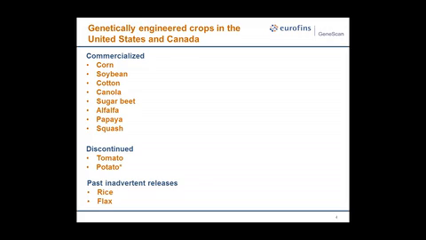Other crops that you may have heard about are rice and flax. These were inadvertent releases. So the trait developers were working on GM crops in these particular species, and for whatever reason, some of that seed got out into the supply chain unintentionally.